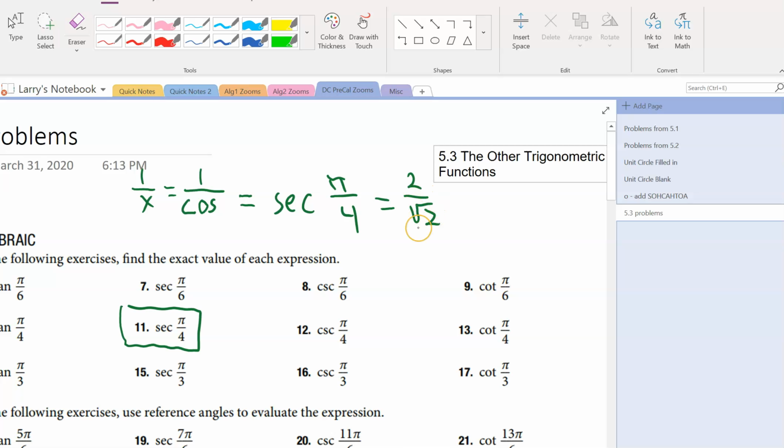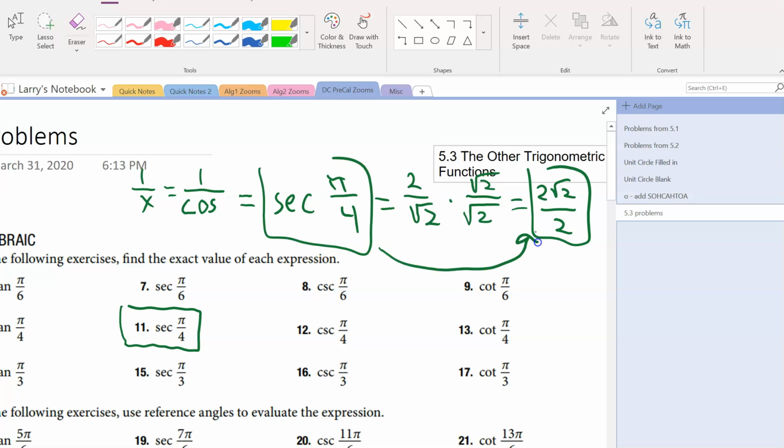Again, we won't leave the square root in the denominator. That's an irrational number. We will rationalize the denominator, multiplying by the square root of 2 over the square root of 2. A square root times itself comes out. Square root of 2 times square root of 2 is 2. And then 2 times the square root of 2 in the numerator. Secant of pi fourths is 2 square roots of 2 over 2.